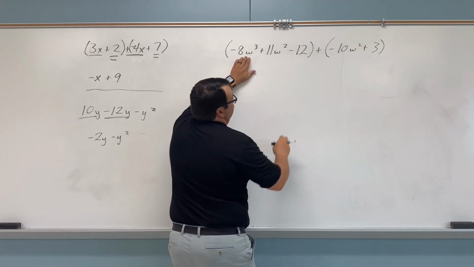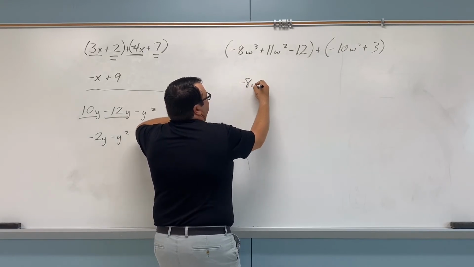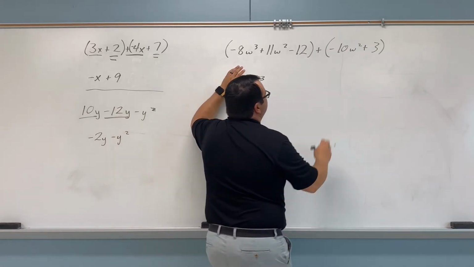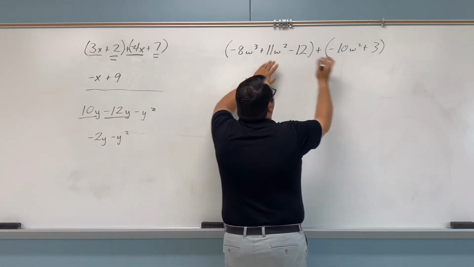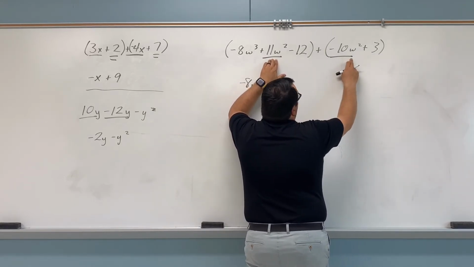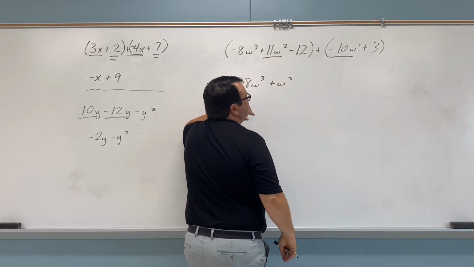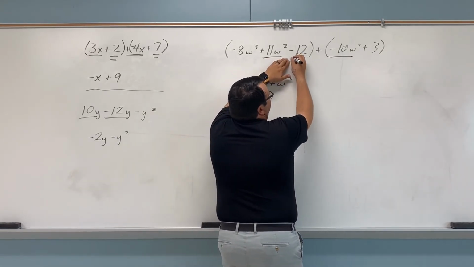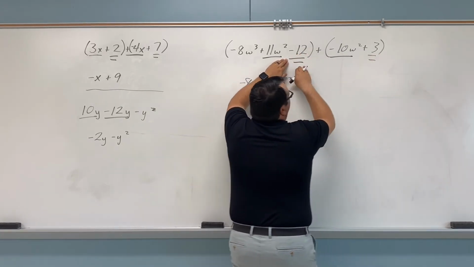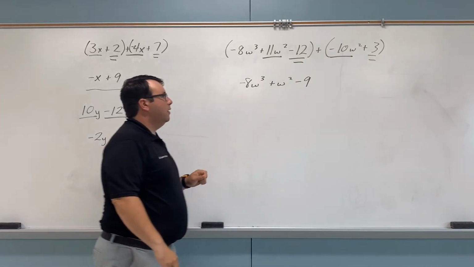Do I have a w cubed anywhere else? No. I'm going to bring that term down. So I have a negative 8w cubed. Do I see a w squared anywhere else? Yes, I have an 11w squared and I have a negative 10w squared. Combined, that is a positive w squared. Lastly, do I see any constant values anywhere else? Yes, I have a negative 12 and a positive 3 combined. That is a negative 9.